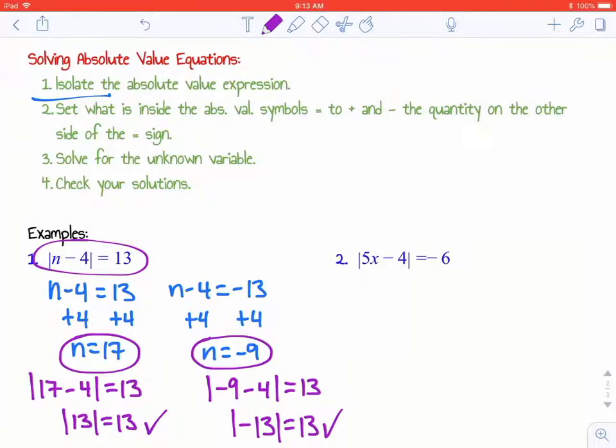Alright, so let's solve number 2. Number 1 had 2 solutions. So the absolute value of 5x minus 4 equals negative 6. Think about what is in here represents a distance from 0. Is there a distance from 0 that would equal negative 6?